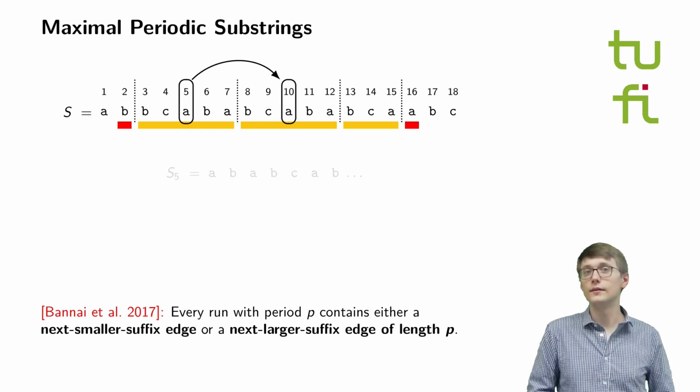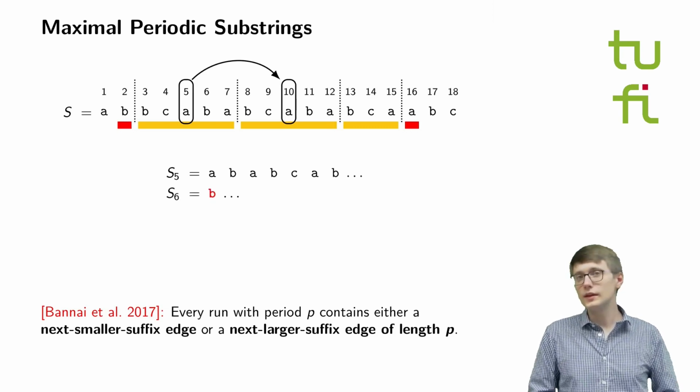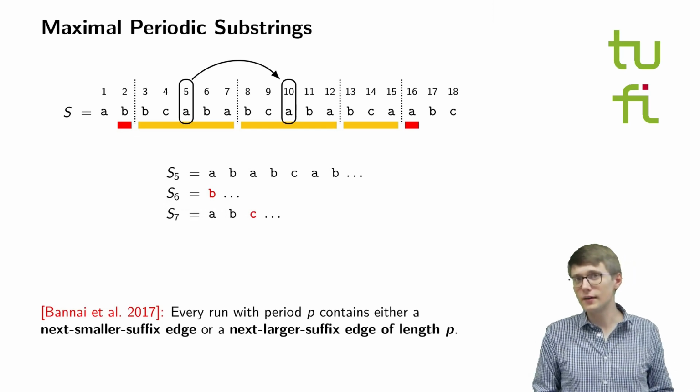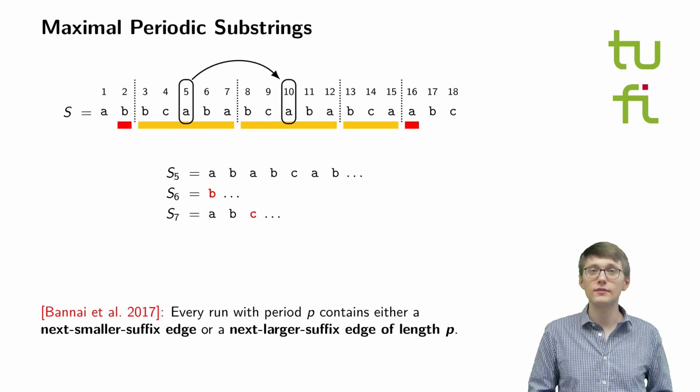Let's look at this in detail. Suffix 5 begins with the symbols A, B, A, B, C, A, B. Suffix 6 immediately starts with a larger symbol and is therefore lexicographically larger than suffix 5. Both suffix 5 and suffix 7 begin with the prefix AB, which is then followed by a larger symbol, the symbol C, in suffix 7. Therefore suffix 7 is also lexicographically larger than suffix 5. Now we have the suffixes 8 and 9, which once again start with larger symbols and are therefore lexicographically larger than suffix 5.